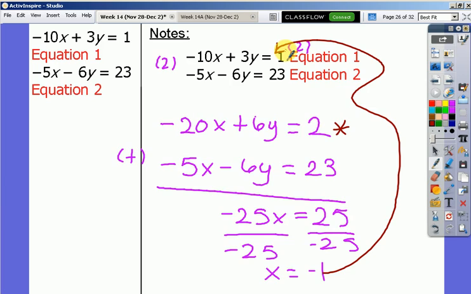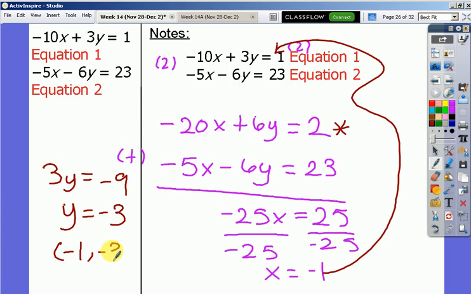When you plug in negative 1 to the first equation, you get positive 10 plus 3y equals 1. Then you subtract 10 on both sides, you get 3y equals negative 9, sorry about that. So y equals negative 3. So what's the solution to my system? Negative 1, negative 3. Perfect.